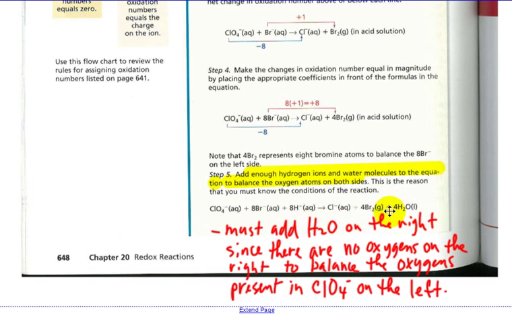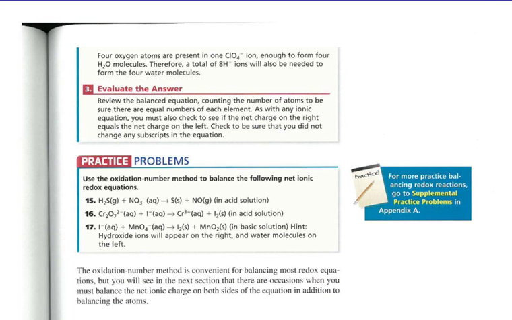So 4 oxygens, so I have to put a 4 in front of there. That's going to give me 8 hydrogens, and the only hydrogens here are the H pluses that I've added, so right there. All right, I think we'll call it quits there.